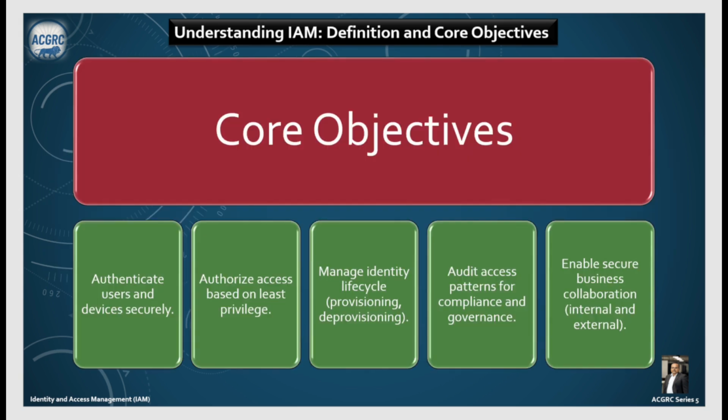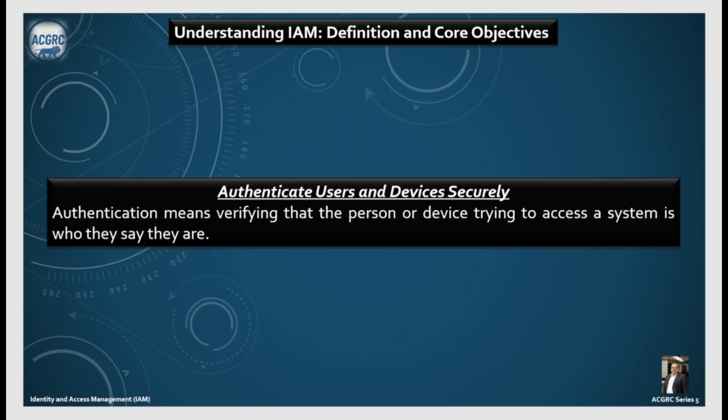The core objectives, there are five: authenticate users and devices securely, authorize access based on least privileges, manage identity lifecycle, which includes provisioning and deprovisioning, audit access patterns for compliance and governance. Next, enable secure business collaborations, whether it's internal or external. Let's look at each aspect of it in detail.